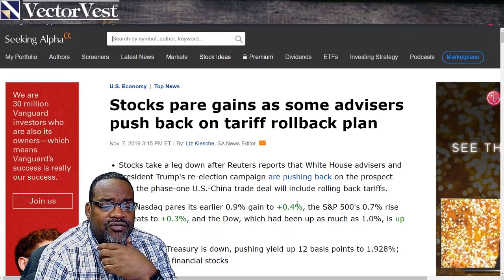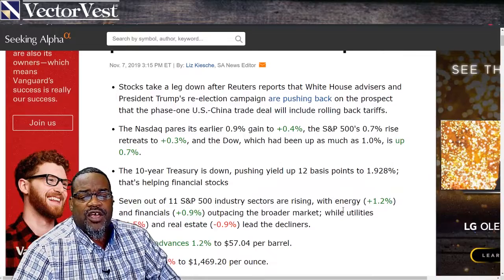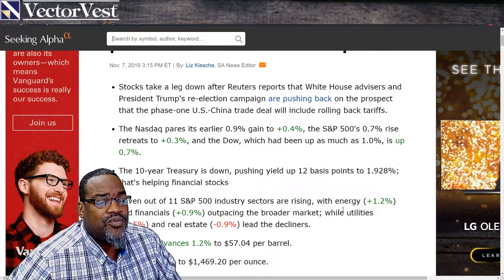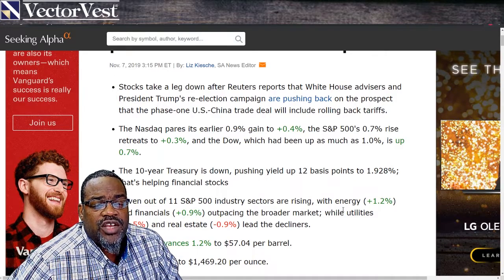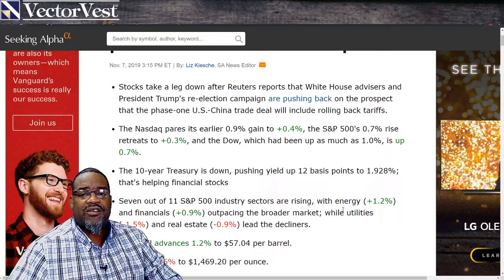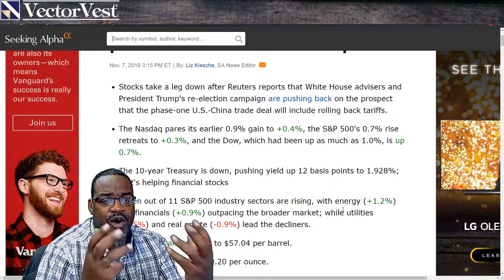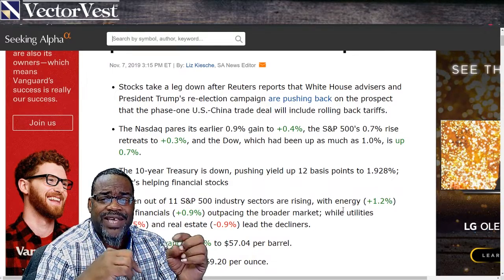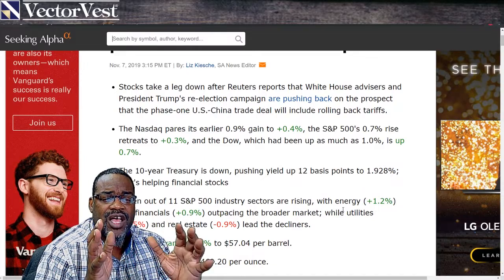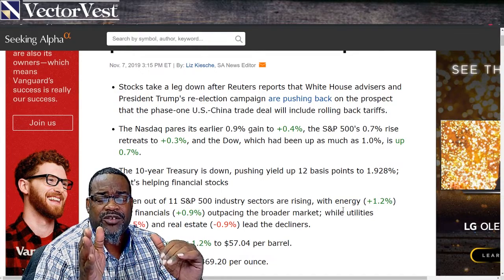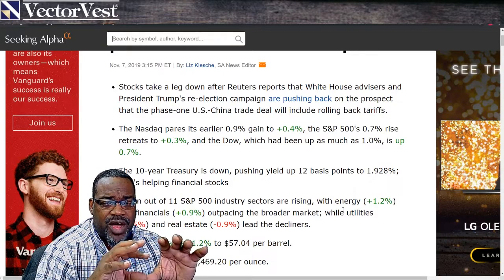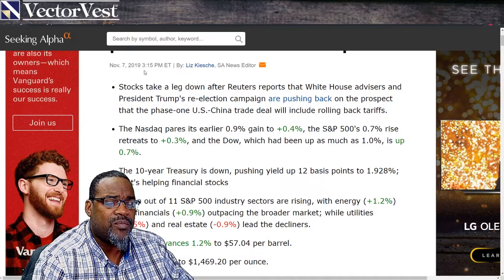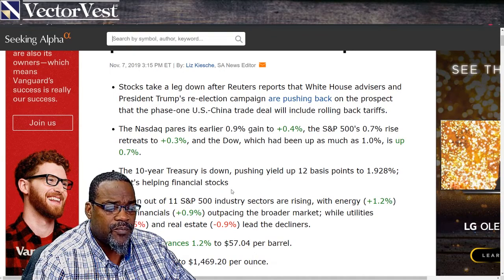Stocks take a leg down after Reuters reports that White House advisors and President Trump's re-election campaign are pushing back on the prospect that the Phase 1 U.S.-China trade deal will include rolling back tariffs. A couple of days ago, the market went up nicely because we were talking about rolling back some tariffs that would take place in December. Now the president is coming out saying, well, we may not roll back those tariffs. But the market hasn't responded to that in a negative way yet. The NASDAQ, and this was as of November 7th, talking about what was going on.